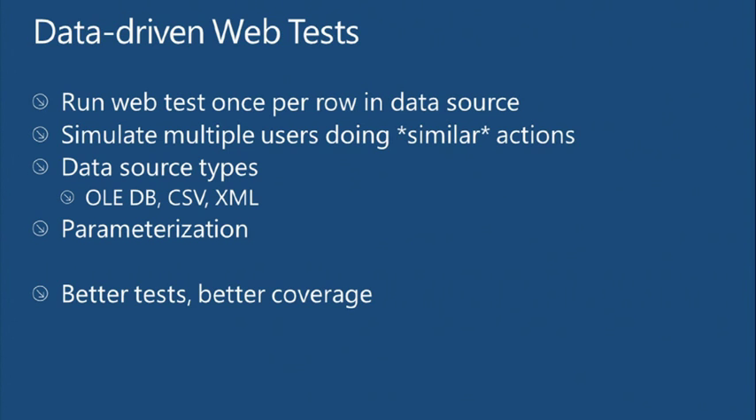So one is called parameterization, and the other one is data-driven tests. For pretty much anything inside of those web tests, we can parameterize it and say, don't use the hard-coded value, use a value from a data set. We can hook it up to an OLEDB provider, a comma-separated value file or an XML file, and pull those values in. Then we can simulate users doing a very similar activity, but with slightly different data. That makes a much better, more comprehensive test, and it does something actually useful.